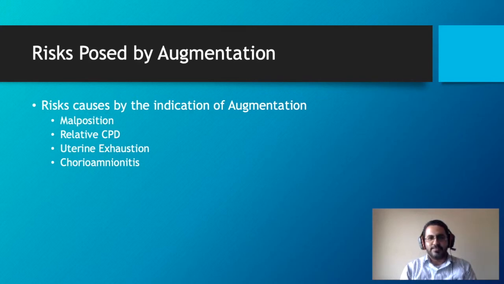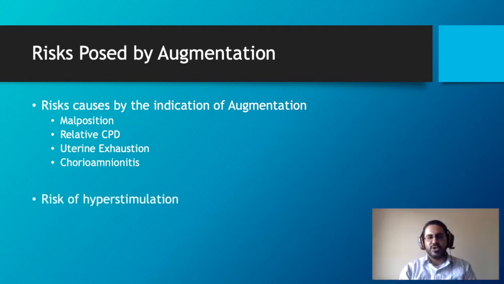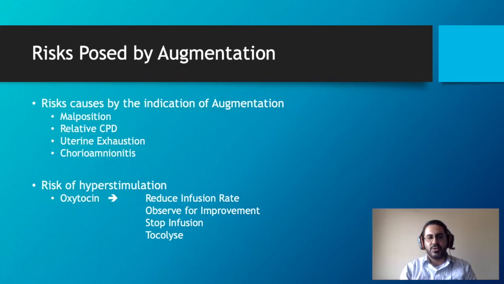Yes? Okay. And obviously, if we are stimulating, there's always the risk of hyperstimulation. And because it's oxytocin, the rules still apply. If the baby is not liking it, or the contractions are too frequent, then you're going to reduce the infusion. Make sure baby is getting better. If it's not, then you're going to stop the infusion. If it's not getting better, then you tocolyze. But oxytocin generally tends to stop working in a couple of minutes, so tocolysis usually comes a little bit later with oxytocin. Does that make sense? Yeah.